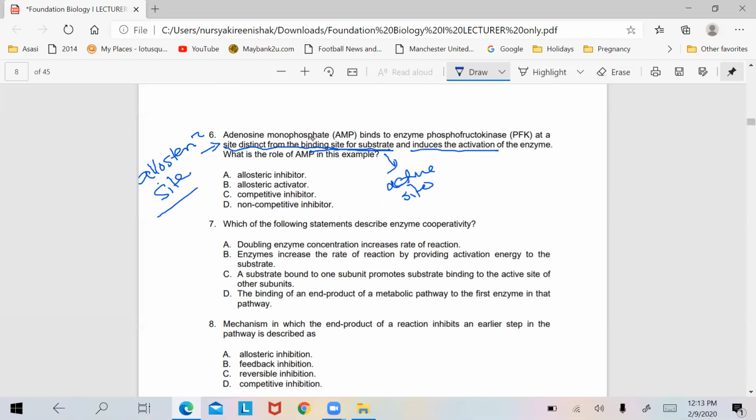So it means that when AMP binds to the enzyme phosphofructokinase, it activates the enzyme. So what is the role of AMP? Obviously, inhibitor is not the answer, because it says here it induces the activation of the enzyme. So the answer will be B, allosteric activator. The activator will bind to the allosteric site and cause the enzyme to be activated.